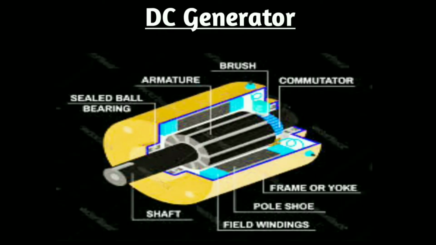DC generator. This is the image of a DC generator, which is a type of DC machine. In this, all the parts of the DC generator are shown clearly. They are brush, commutator, yoke, pole shoe, field winding, shaft, armature, seal, ball bearing, etc.